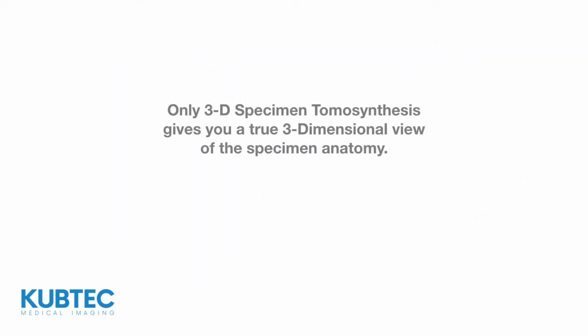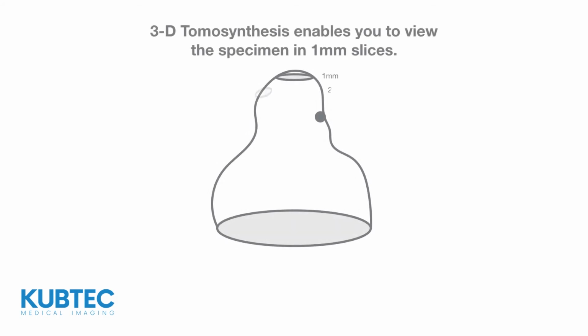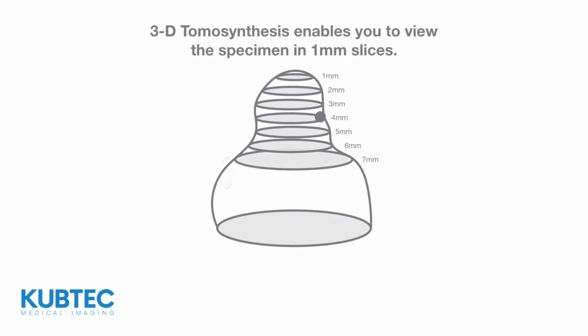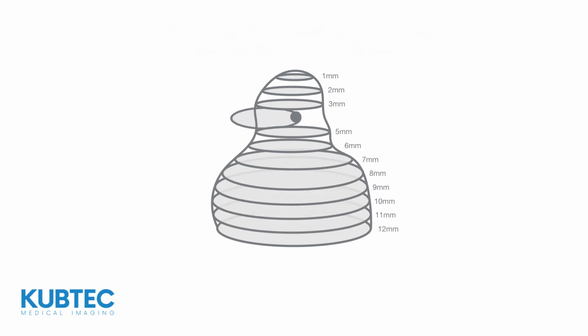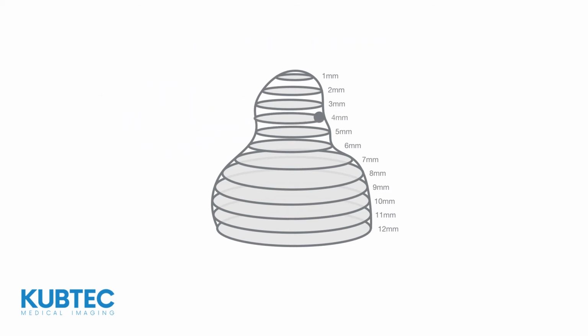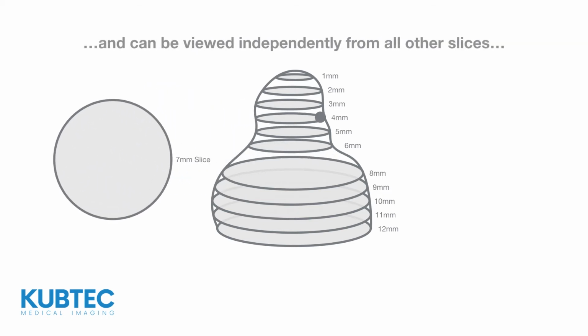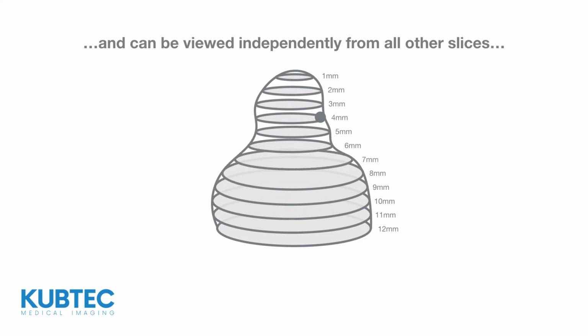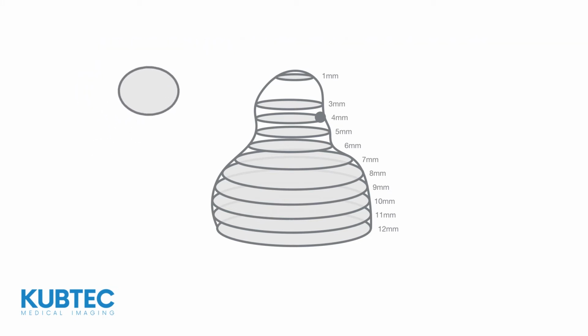Only three-dimensional specimen tomosynthesis gives you a true three-dimensional view of the specimen anatomy. Three-dimensional tomosynthesis enables you to view the specimen in 1 mm digital slices. Each slice has its own margin. In this case, we can see a positive peripheral margin on slice 4. Each slice is created and can be viewed independently of the others. In this case, the slices above and below slice 4 have no margin involvement.